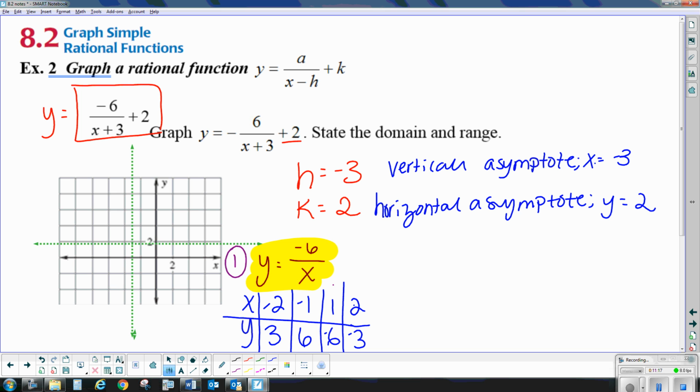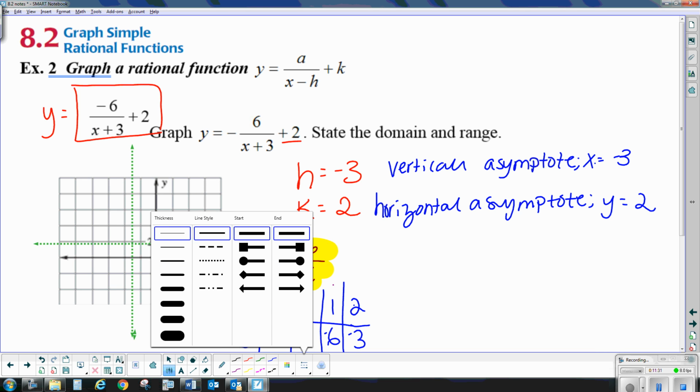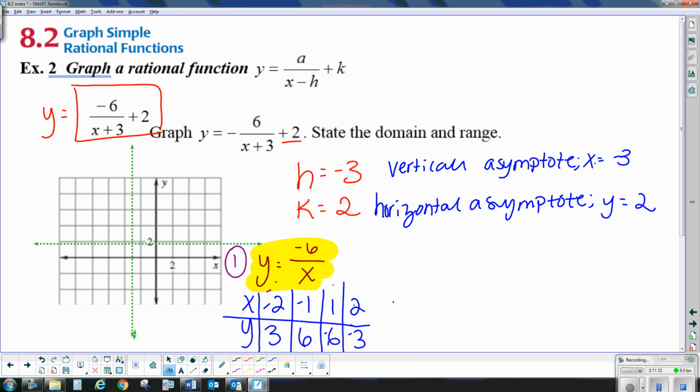Now I have to shift my graph. So I have to shift it negative 3 units on the horizontal axis, which is 3 units to the left, and 2 units up. So 2 units on the vertical axis, which is 2 units up. So for each one of these, I'm going to subtract 3 from my x values.